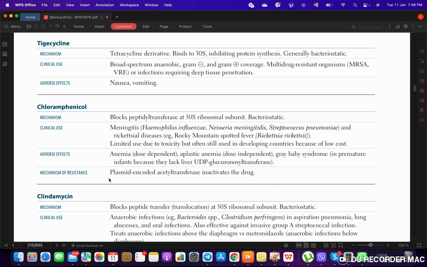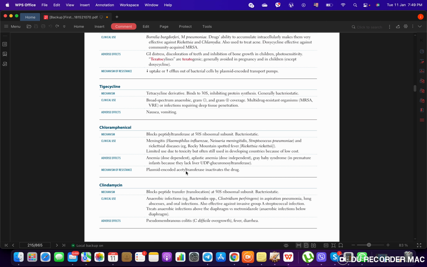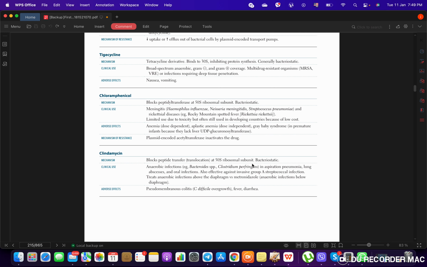So the mechanism of resistance is a plasmid encoded acetyltransferase that inactivates the drug. So the acetyltransferase will stop the drug from working.